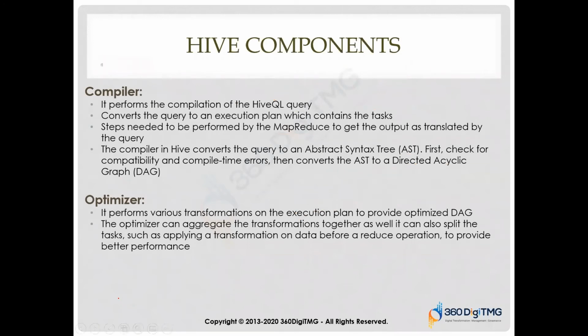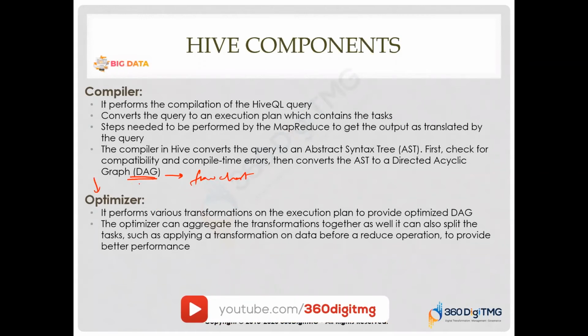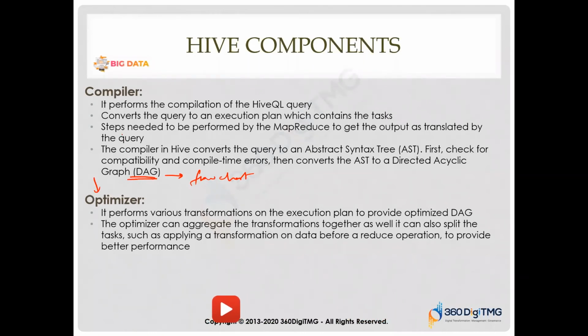Okay? So this is how the compiler converts your high level query into low level MapReduce jobs. DAGs are created. It's nothing but a simple flow diagram, like a flow chart. And using that flow chart, the execution happens. Now we also have something called an optimizer, which would basically look at the DAG. It performs various transformations on the DAG to optimize it.